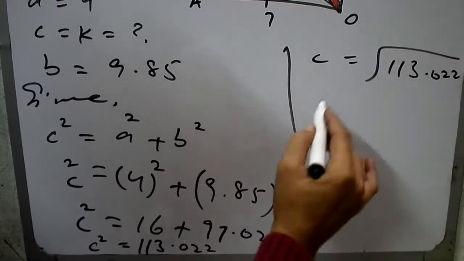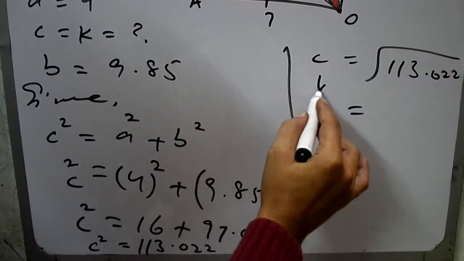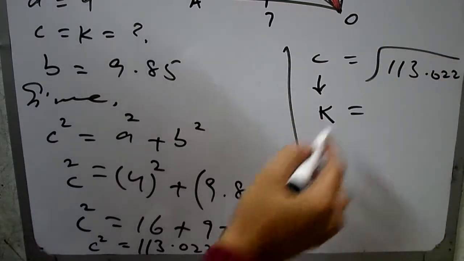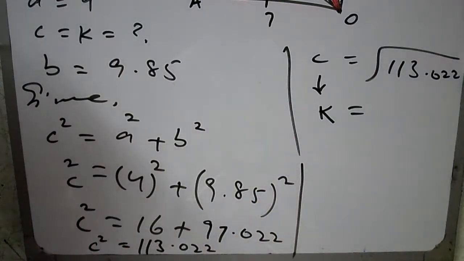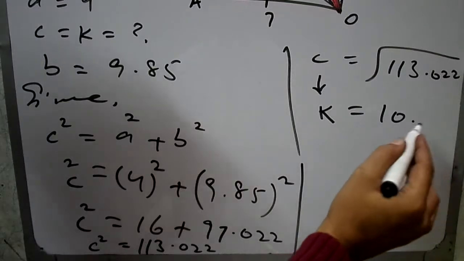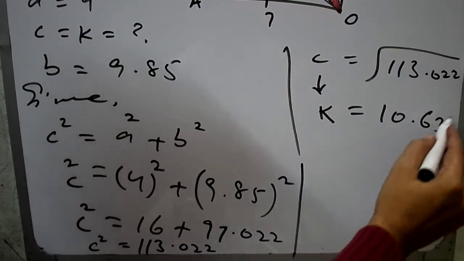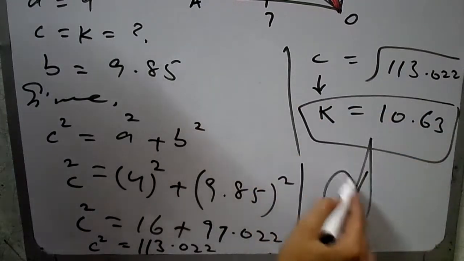113.022 under root. Here C is representing K, so the value of K is about 10.63. That is your required result.